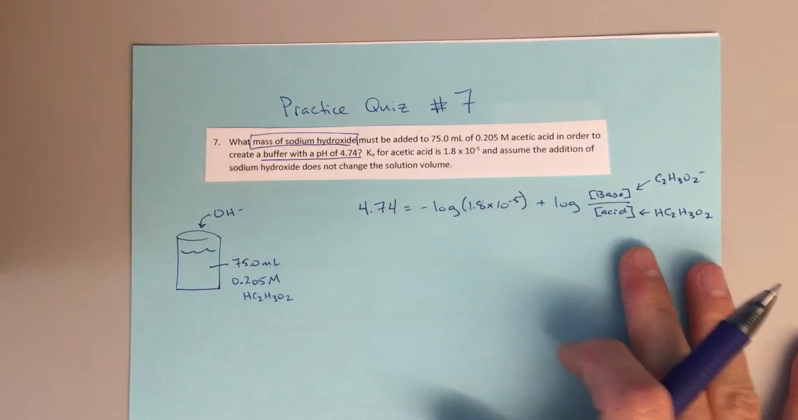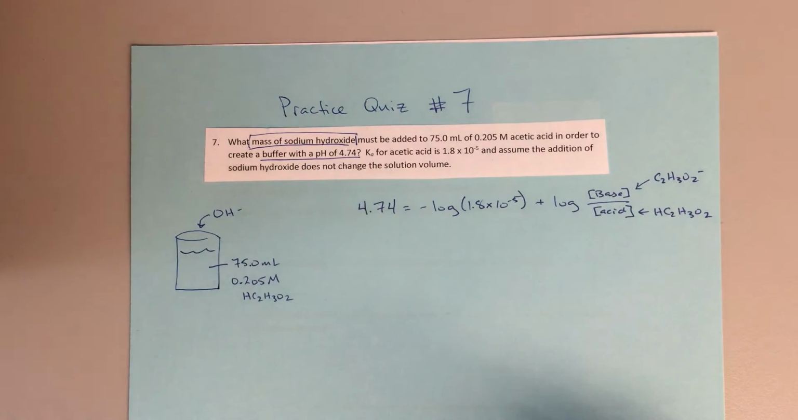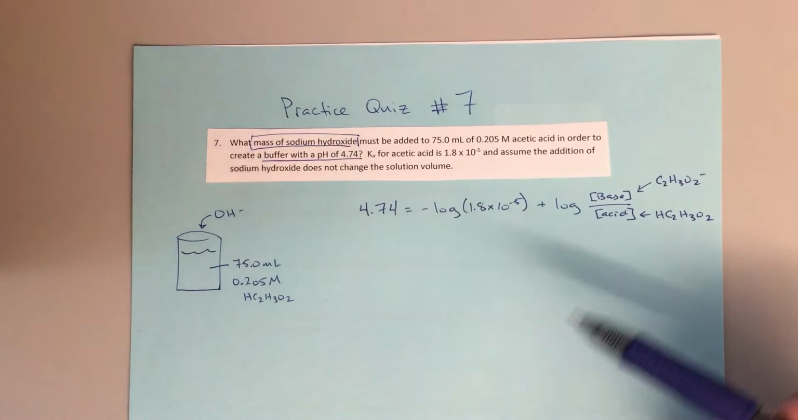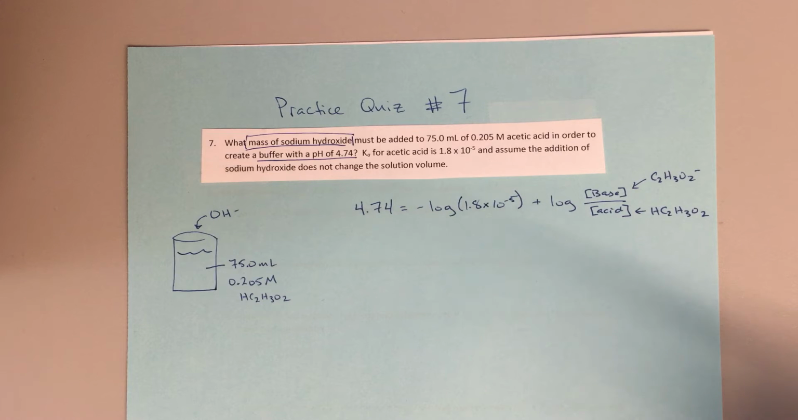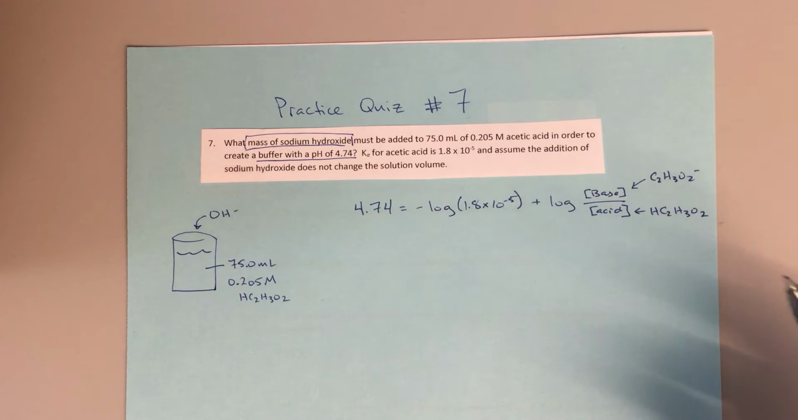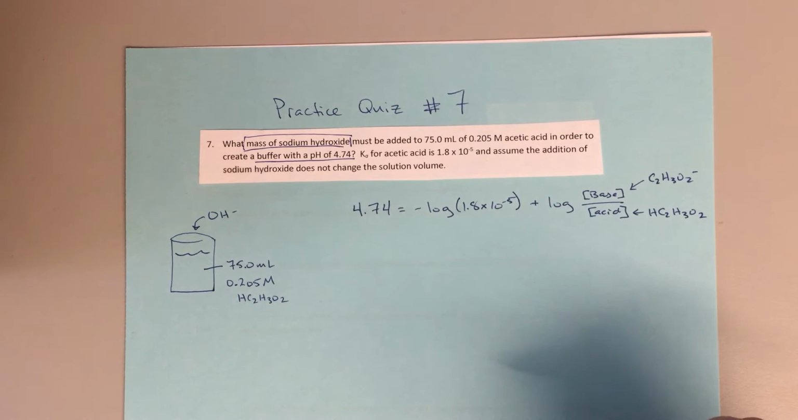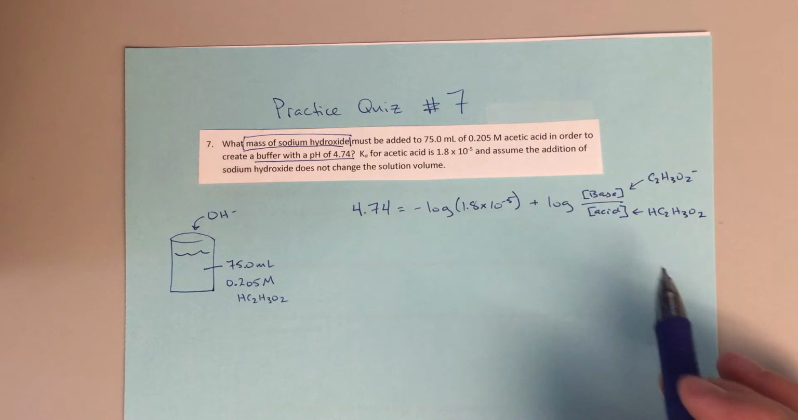This grounds me into what I'm looking for. I'm looking for a mass of sodium hydroxide. That's really going to come from this concentration of the base. I have a certain volume that we know of, so that's how we're going to be able to solve this problem. Okay, the first thing that I'm going to do is solve for this ratio of base over acid. The only thing that's missing here is my ratio of base to acid.